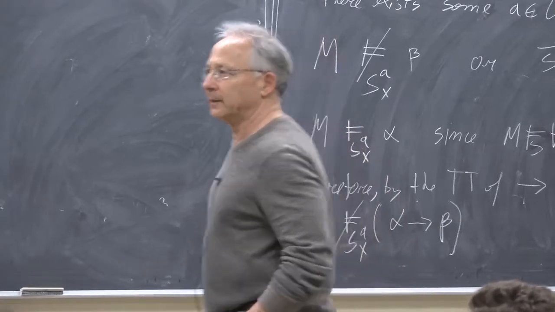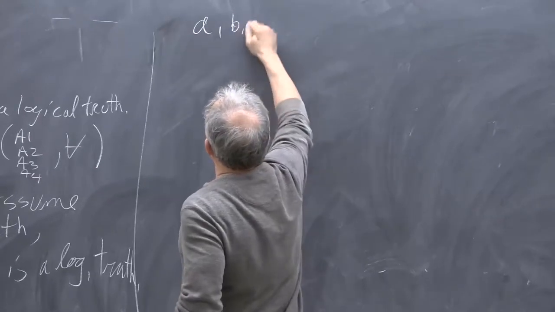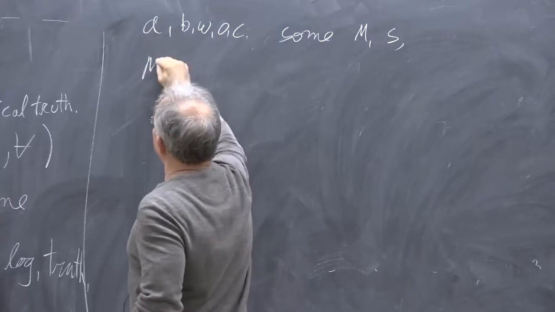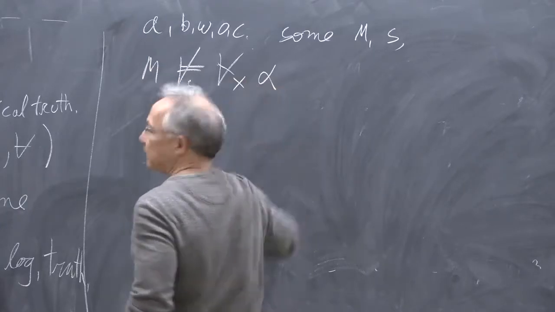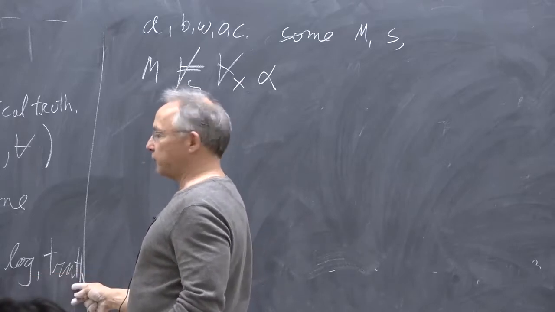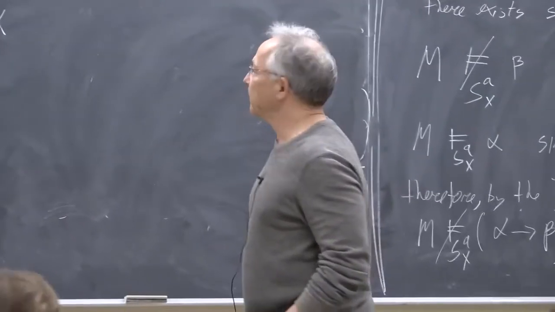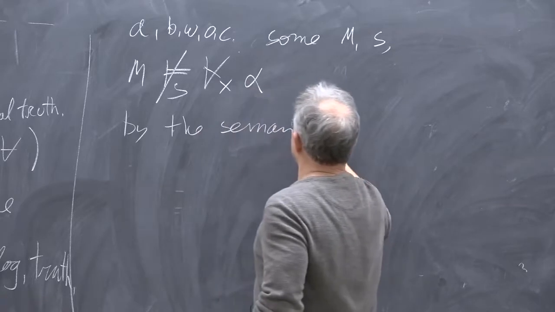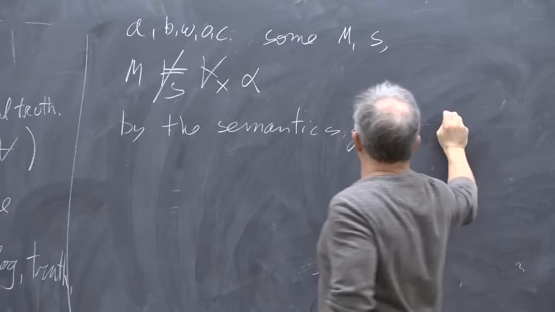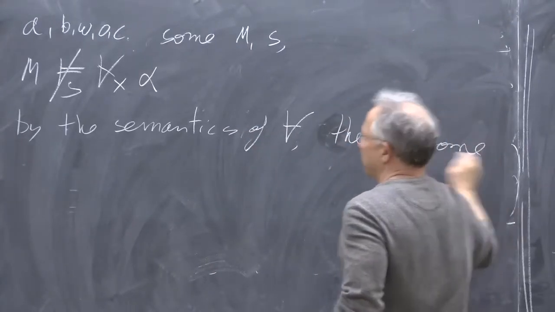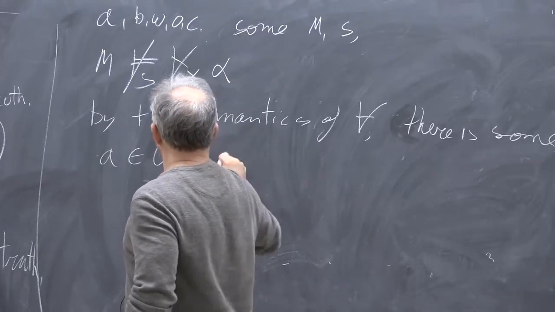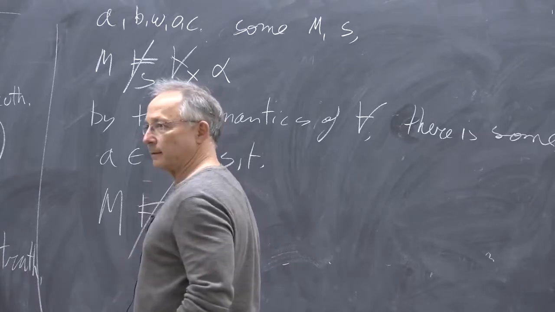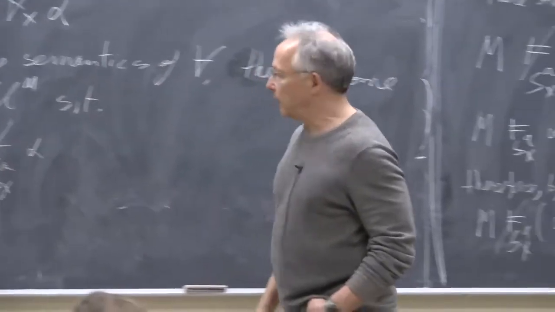And again, it's the same thing. So assume by way of contradiction that for some M(S), we have M under S does not satisfy for all x alpha. Because if it's not a logical truth, then it fails sometimes. Now, by the semantics of for all, there is some A in the universe of M such that M, when we substitute A for X of alpha, fails. Now, where do I get a contradiction?